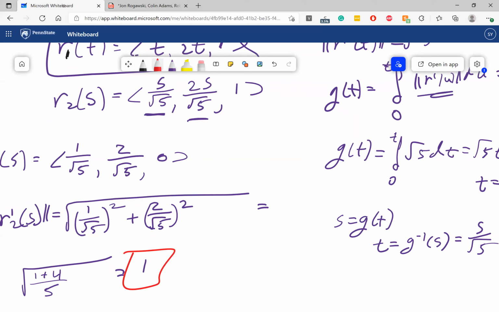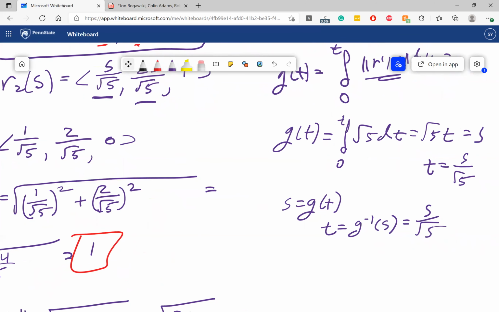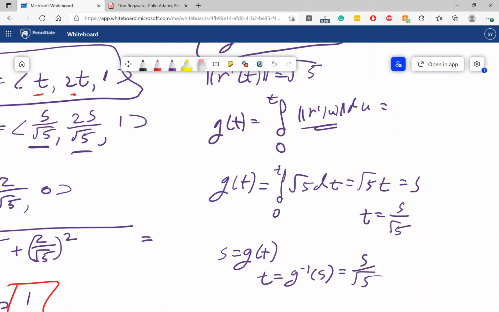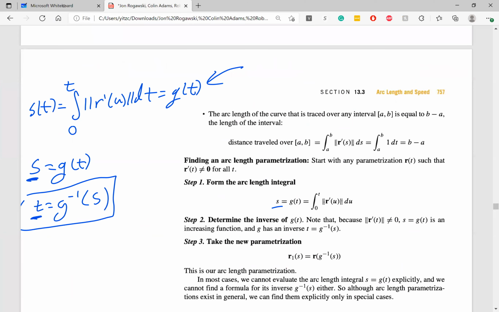Any questions about this? Yes. On the right, the g of t equals that integral from that first line. What does that say inside? It's the underlying part. It's the magnitude of r prime of u, du. So it's just this integral, 0 to t, magnitude of r prime of u du. Any other questions?